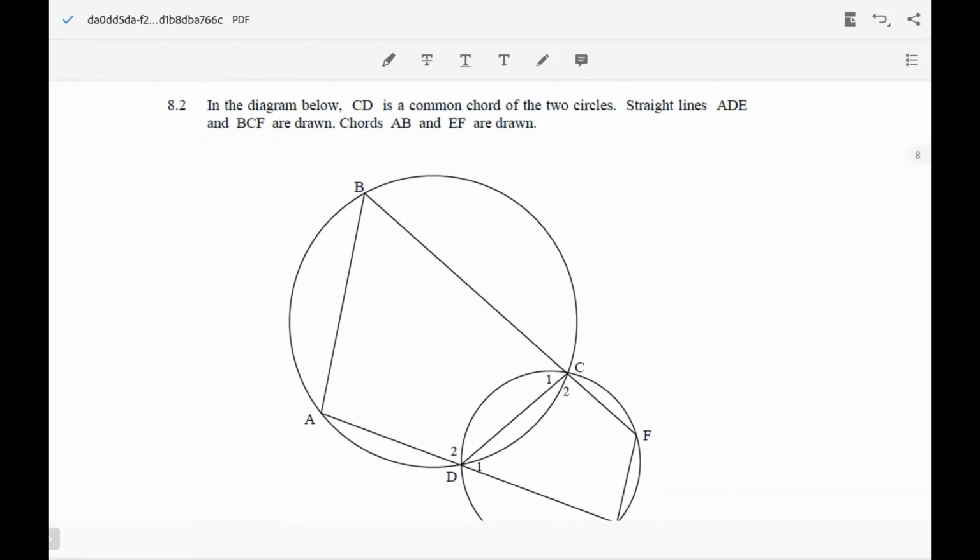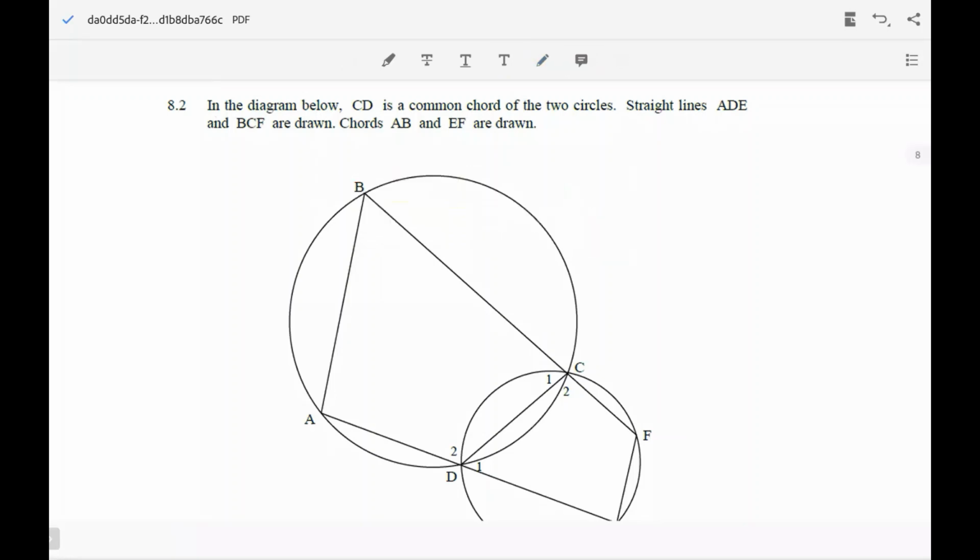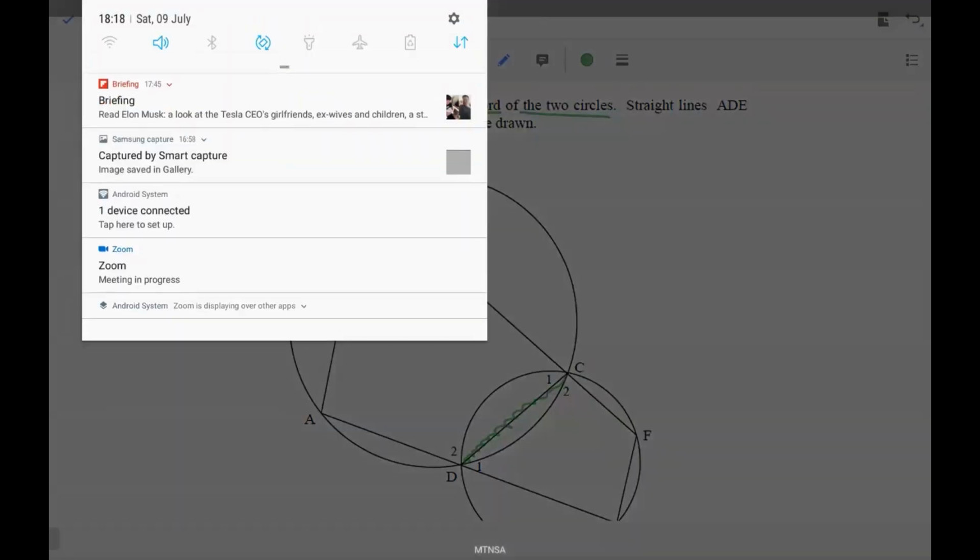So 8.2 here, in the diagram, we have the diagram there. So in the diagram below, CD is a common chord of the two circles. So where is CD? CD is here. So CD is that common chord.